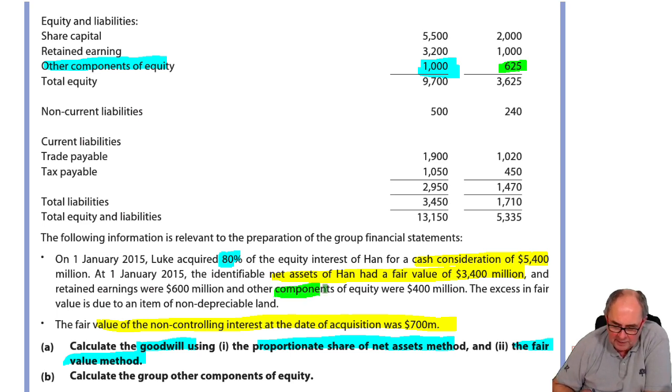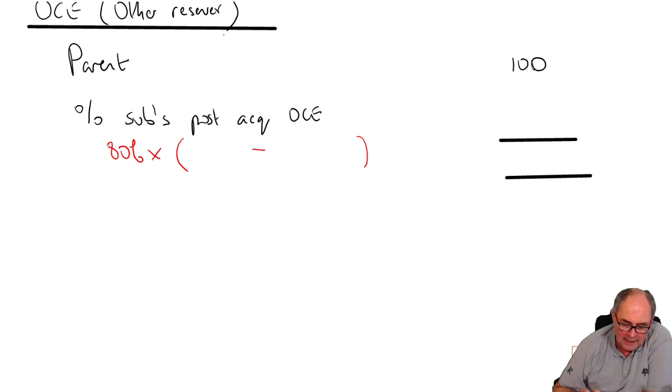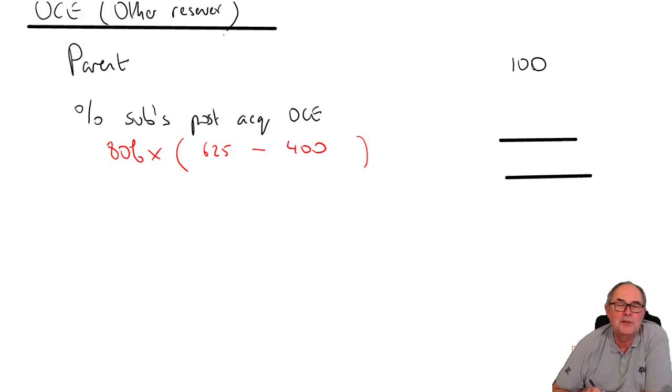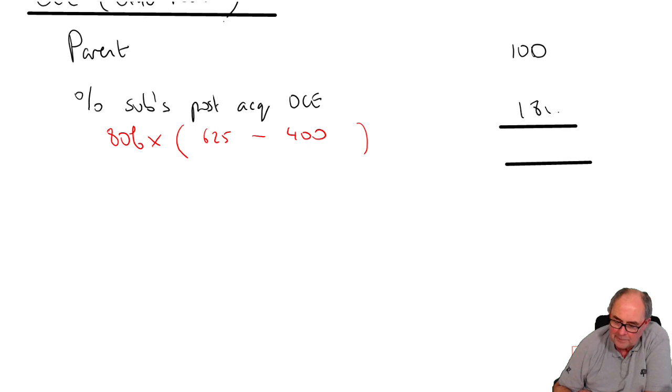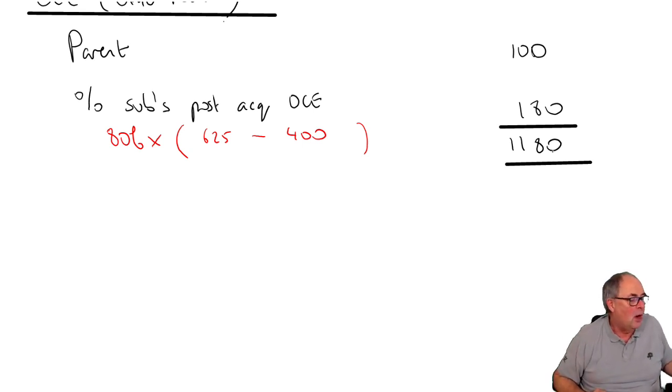The other components of equity were 400 at acquisition. That's all you need. 80% of 625 minus 400. 80% of 225 would be 180. So that would give me, therefore, group other reserves or other components of equity of 1,180.